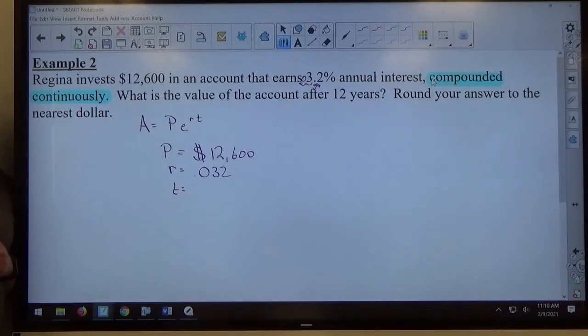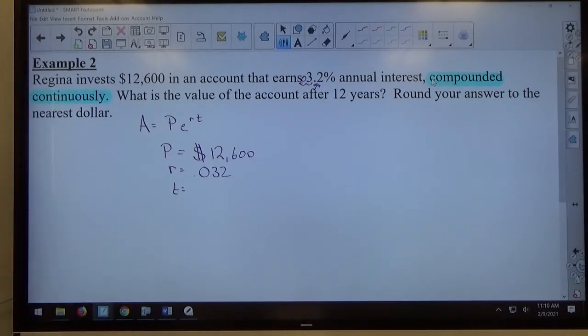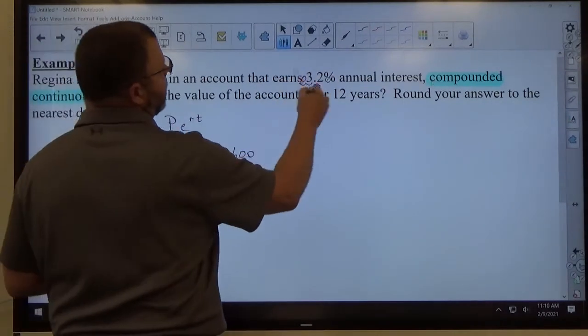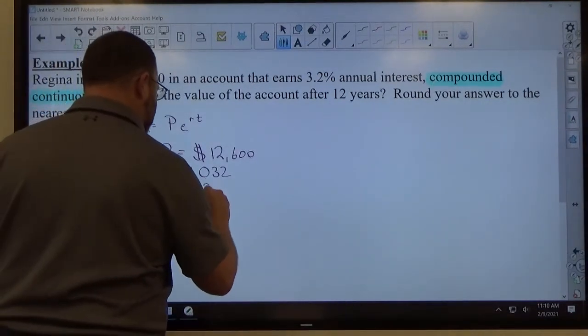And again, your bank is going bankrupt. If you own the bank, you're going to make a bunch of money, but I don't know, that'd be kind of dishonest. So I don't think I'd want to earn it that way. So anyway, and then finally, what's T? Years. How many years? 12. So she's going to have this in 12 years.